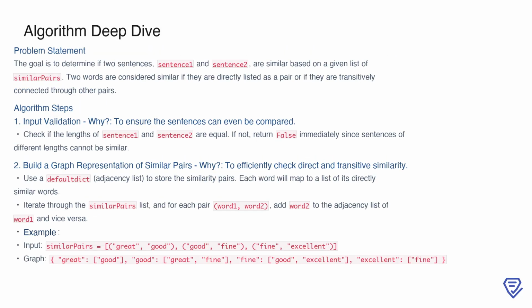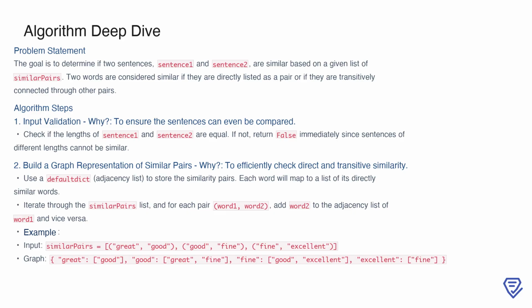To solve the Sentence Similarity 2 problem, the first step is to clearly define the goal. We aim to determine if two sentences, sentence 1 and sentence 2, are similar based on a list of similar pairs. Two words are considered similar either if they are directly listed as a pair in similar pairs or if they are connected transitively through other pairs. With this understanding, the algorithm begins with input validation. This is crucial because if the lengths of the two sentences differ, they cannot be compared, and we can immediately return false.